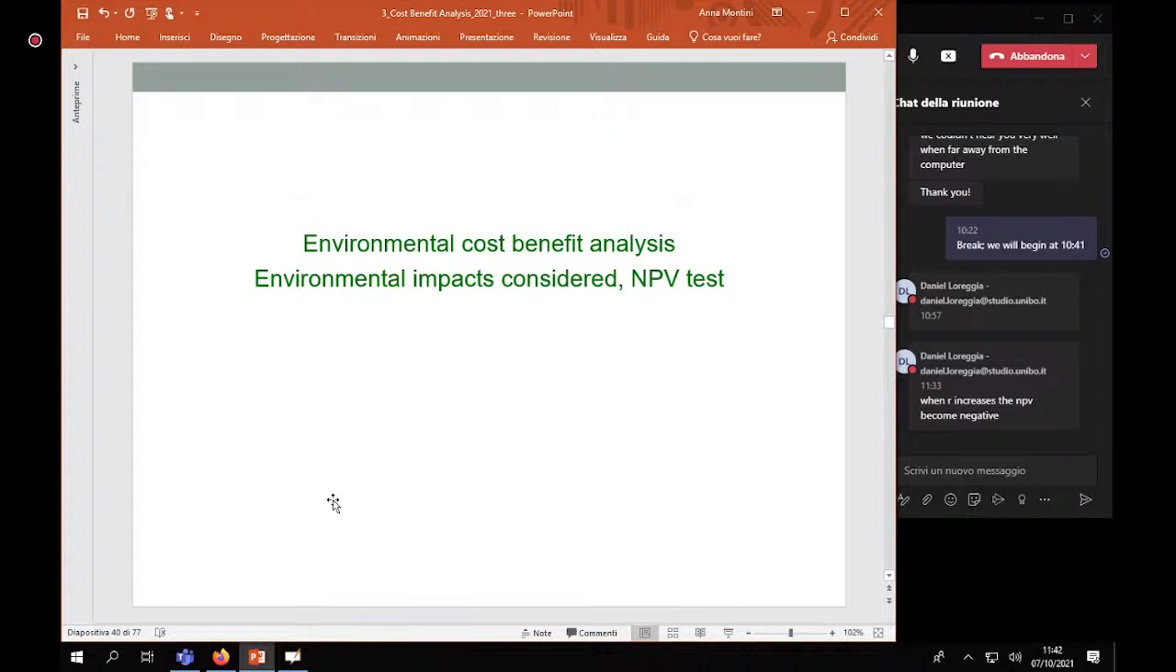Last 3 slides, with the environmental cost-benefit analysis, with environmental project appraisal, okay, we have to consider environmental impacts.